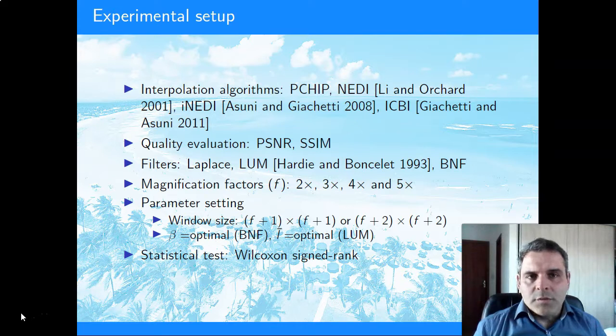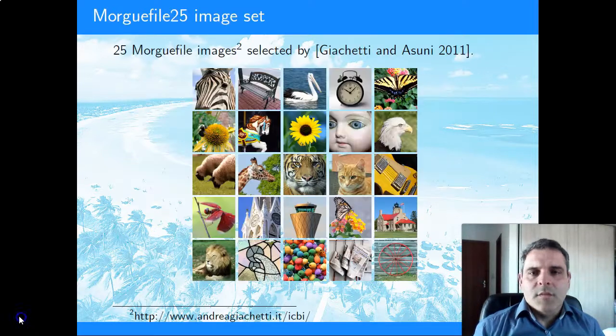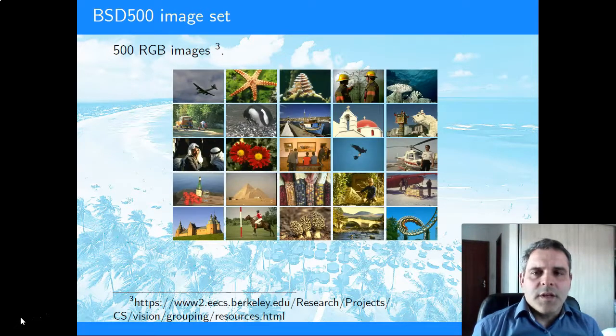A small filter window is used for BNF and also LUM, the same filter window, which is set as a function of the magnification factor F. The parameters for the filters, beta for BNF and L for LUM, are computed by the maximization of the quality metric for each image. And the comparison is performed by statistical evaluations using the Wilcoxon sign and rank test. We use 2 image sets from the literature. The first is Morgfile 25 and also BSD 500.